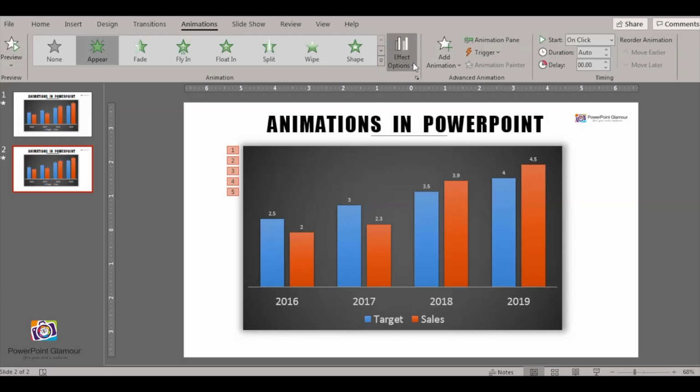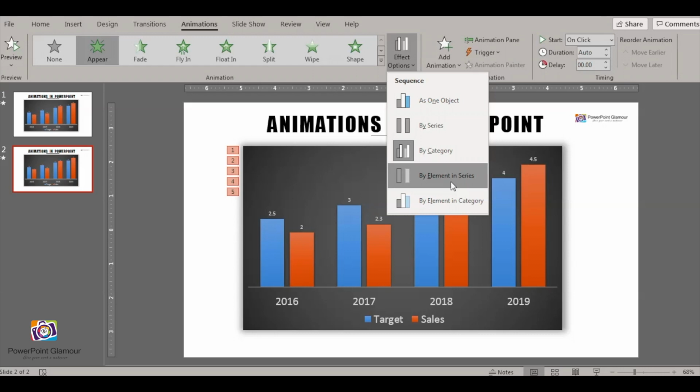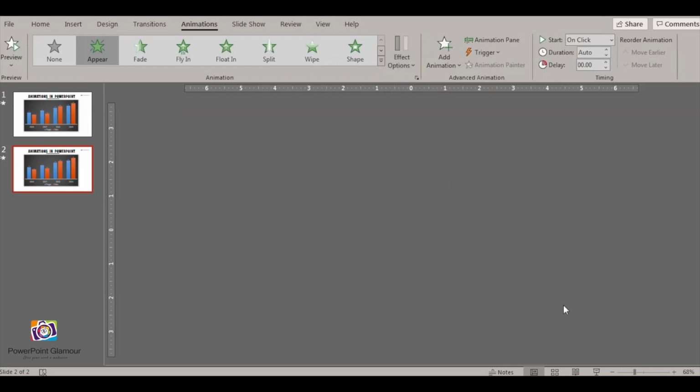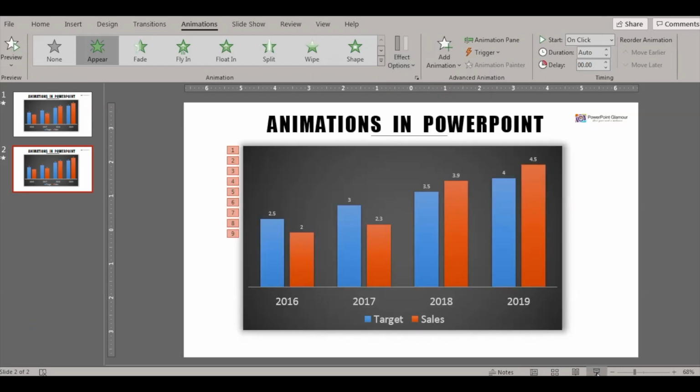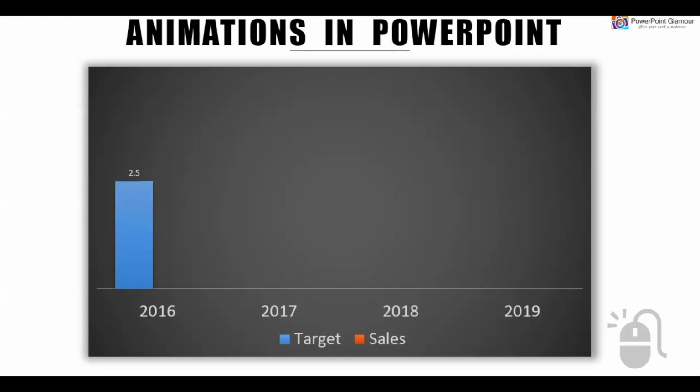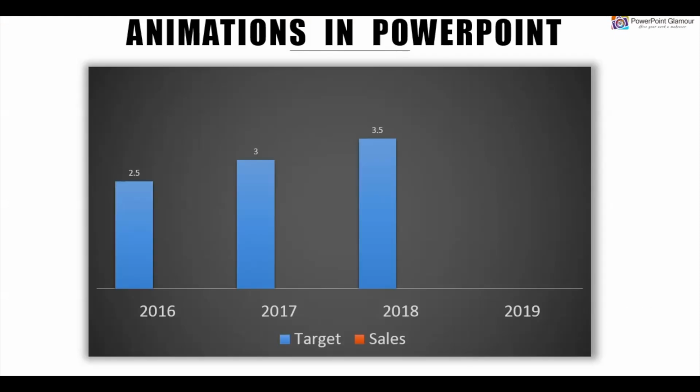Okay, then go back and see by element in series option. Select this, go to the PowerPoint show. Okay, so here the elements in the series appear one by one. So if you want to talk about this, and click here, this appears, click here, this appears, and click here, this appears. So the elements in a series are broken down here. So the entire series doesn't appear at once.